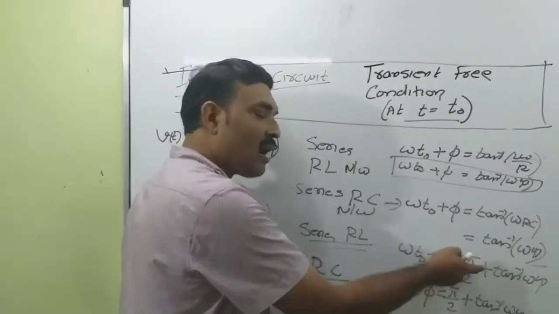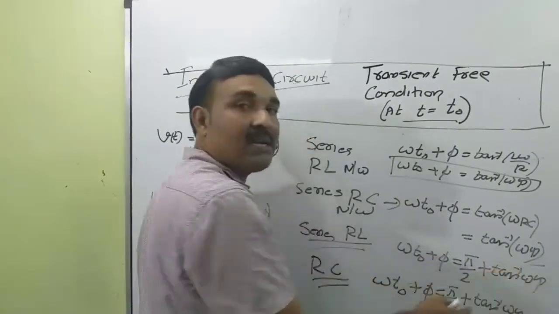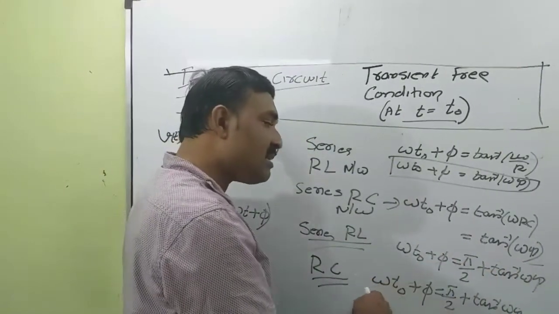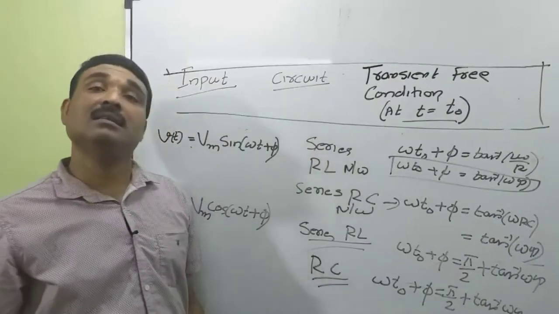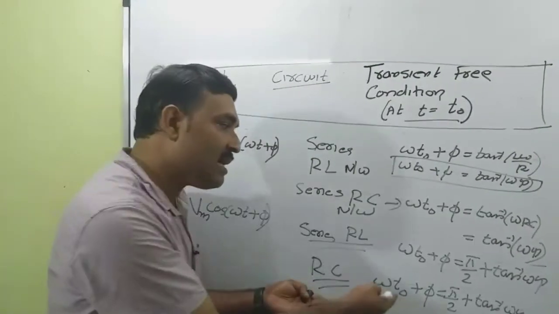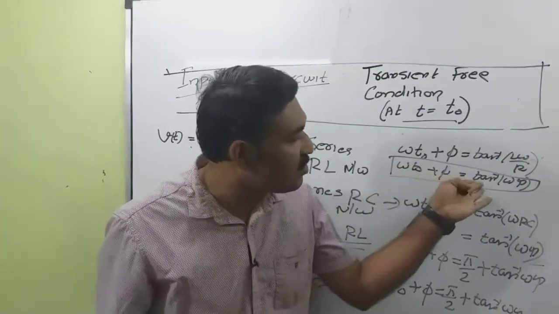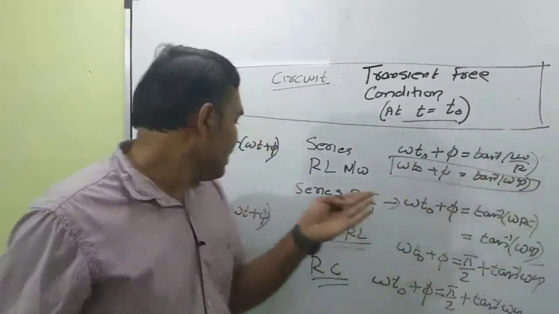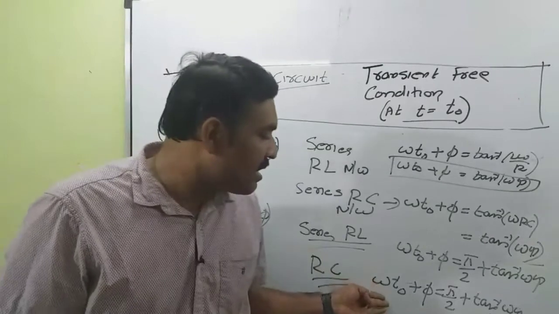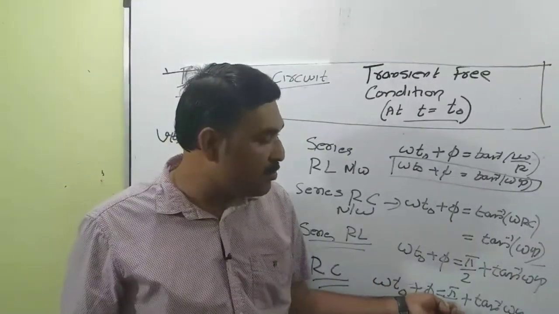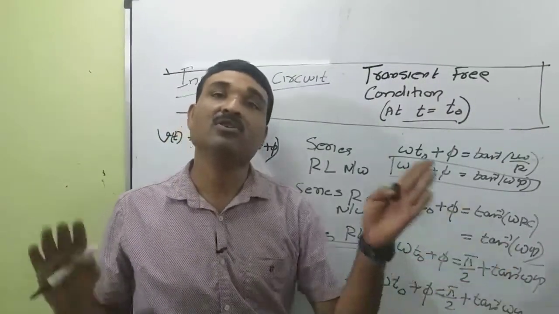Here for an RL network, tau is equal to L by R, and for an RC network, tau is equal to RC. That tau is the only change, but in general form, if the input is sinusoidal, we directly get omega t0 plus phi is equal to tan inverse omega tau. If it is a cosine input, then omega t0 plus phi is equal to pi by 2 plus this term. So we should remember it.